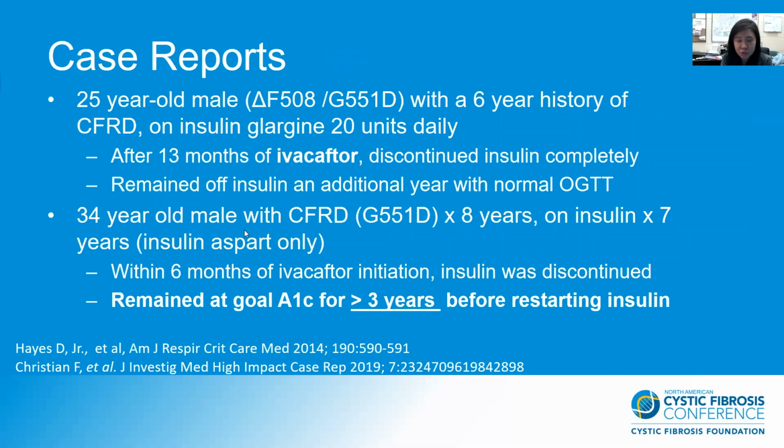So I wanted to review some case reports just to give a flavor of how interest in this topic had gotten started. A 25-year-old gentleman, Delta F508, G551D genotype, with 6-year history of CFRD on insulin glargine once daily, after 13 months of treatment with ivacaftor, was able to stop the insulin and remain off for an additional year. Another patient, a 34-year-old gentleman with G551D mutation and CFRD for 8 years, treated with insulin for 7 of those, was able to discontinue insulin after 6 months of ivacaftor and remain at goal A1C for over 3 years before needing to resume insulin.